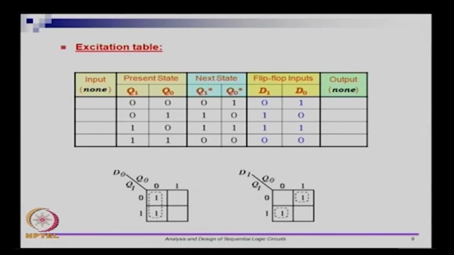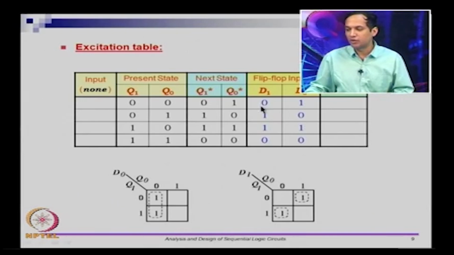So let us look at how to use this information and derive a circuit. So we have the present state Q1 and Q0, and we have the next state Q1 star and Q0 star. So from 0 0 you want to go to 0 1, from 0 1 you want to go to 1 0, from 1 0 you want to go to 1 1, and from 1 1 you want to go to 0 0. Now we have to do the inverse process using the excitation table. If I want to go from 0 to 0 for this flip flop Q1, then I should have placed D1 at the input. So that is what the excitation table gives us, right.